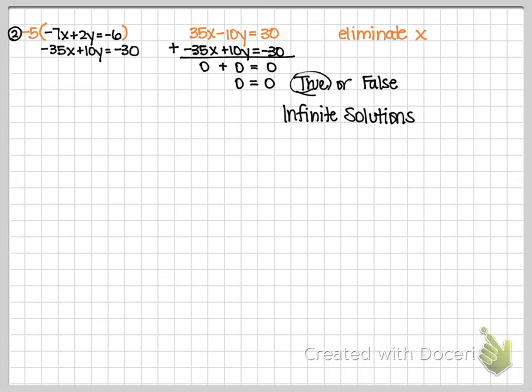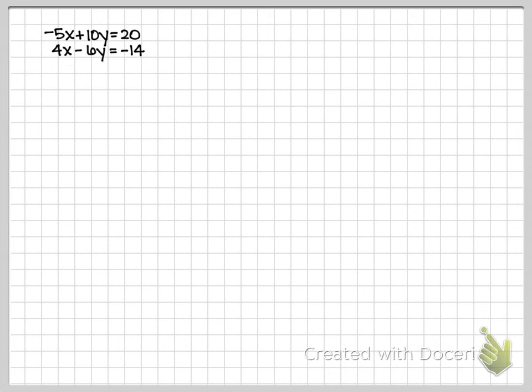Okay, let's try another one. So here we go with question number 3. I want you to inspect this and answer the questions for yourself. Set up for elimination. Okay. Can I add? Well, if that doesn't work, could I just flip the signs? Well, if that doesn't work, all right, choose.